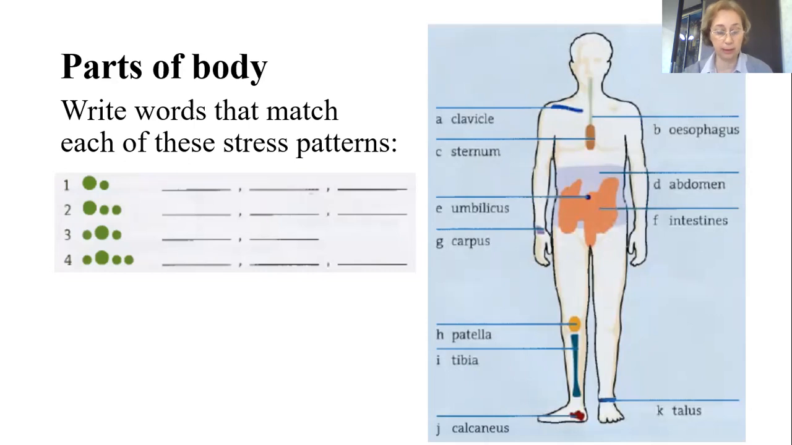And group number 3, 3-syllable words. The stress is on the second syllable. What are they? Patella and intestines. And group 4, so 4-syllable words. What are they? Calcaneus, esophagus, and umbilicus. Okay.